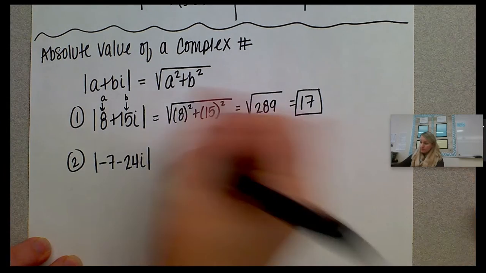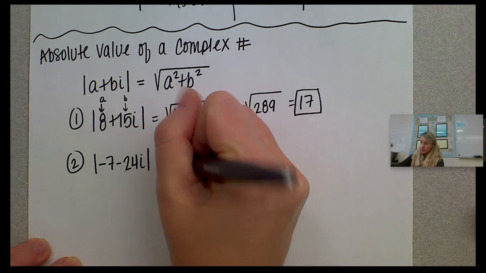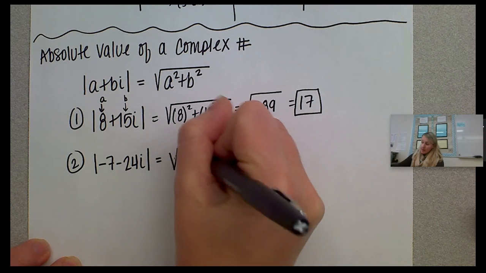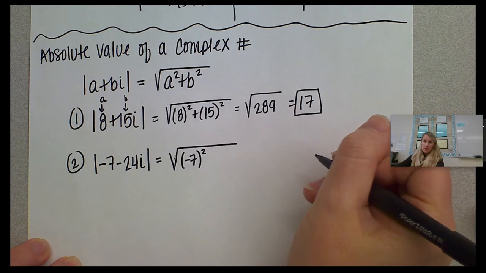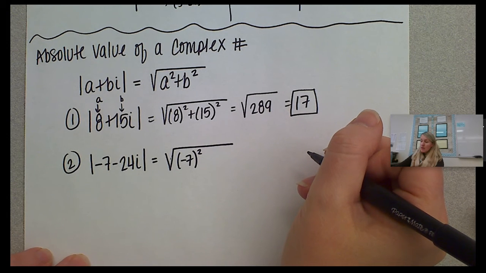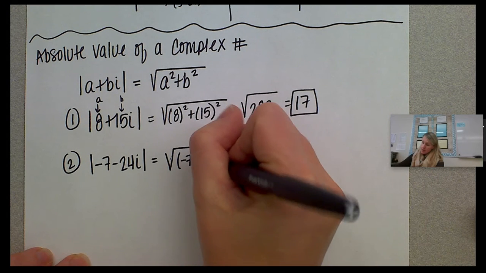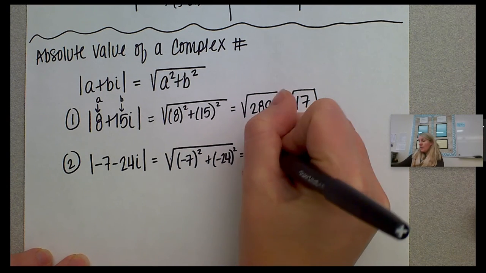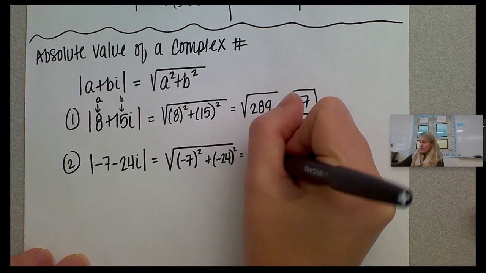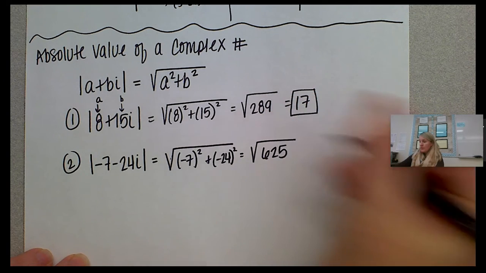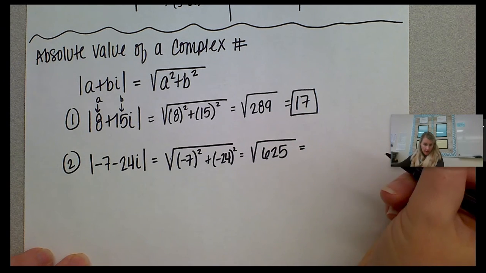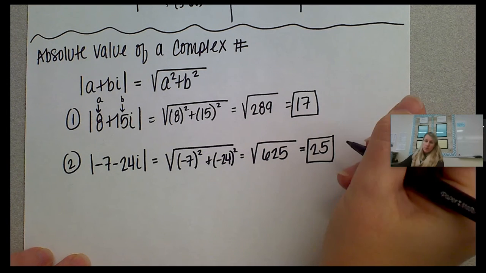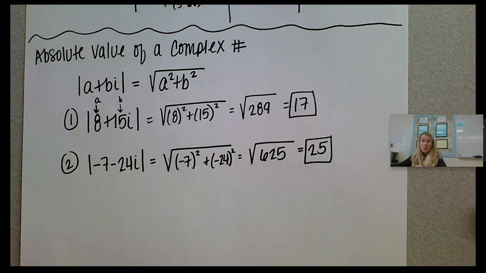Yep, just plug it in. Just be careful that you always use parentheses, especially when you're using a calculator. When you are squaring a negative, that does make a big difference. So we're going to do the -7 squared plus -24 squared. When I throw that in my calculator, that's going to come out to 625. And I know now that I have to take the square root of that, the square root of that is 25. So that means that point is 25 units away from the origin.